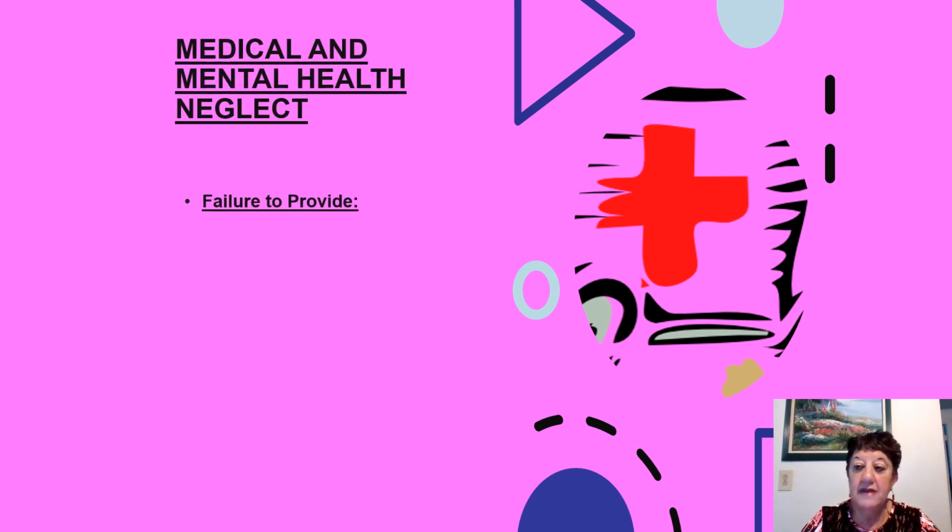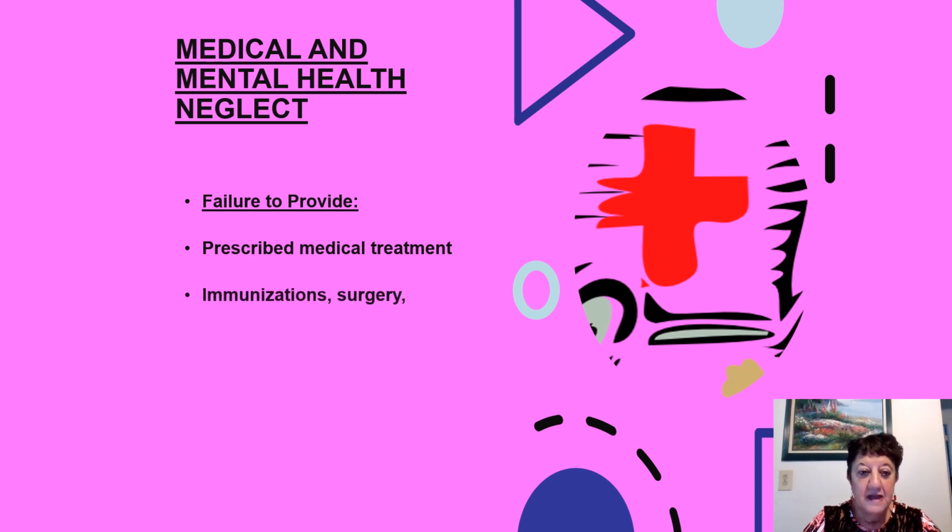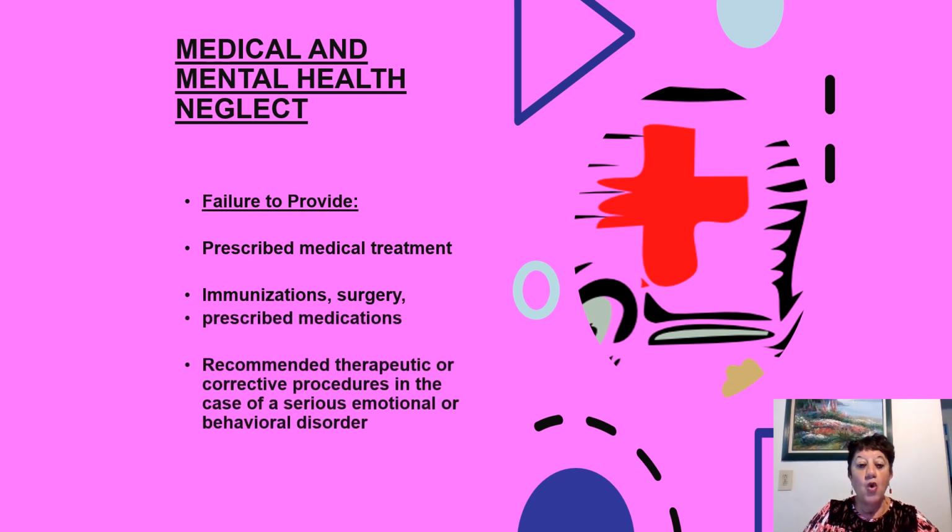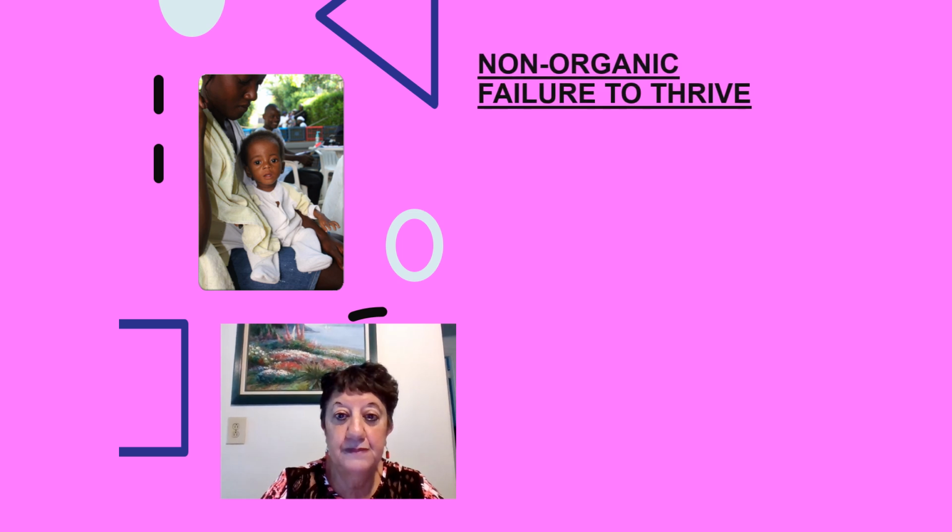And then medical and mental health neglect: failure to provide prescribed medical treatment. And again, some of these usually happen simultaneously, because if you're neglecting a child's developmental needs or their medical needs, then they might have psychological and emotional needs. So it's not just clear cut. They kind of coexist together. And then immunizations, any surgeries they might need, prescribed medications, or recommended therapeutic or corrective procedures in the case of a serious emotional or behavioral disorder.